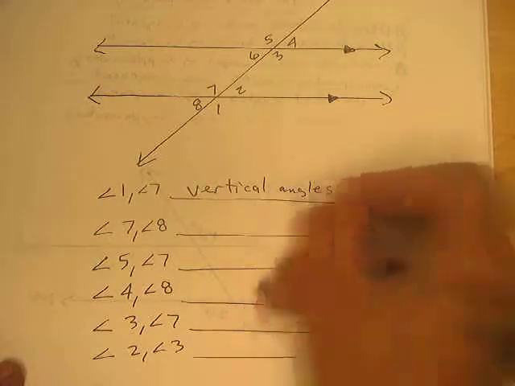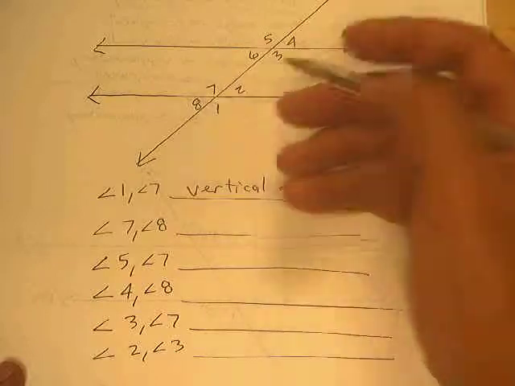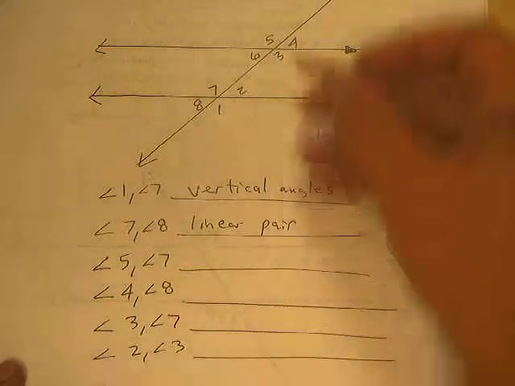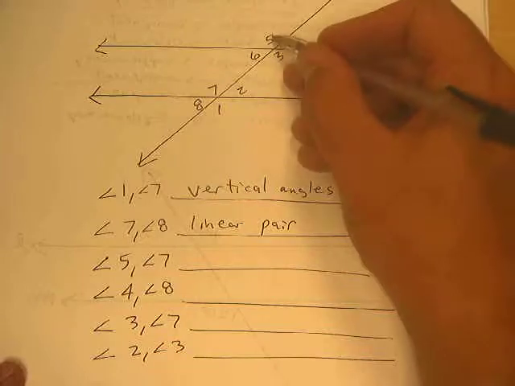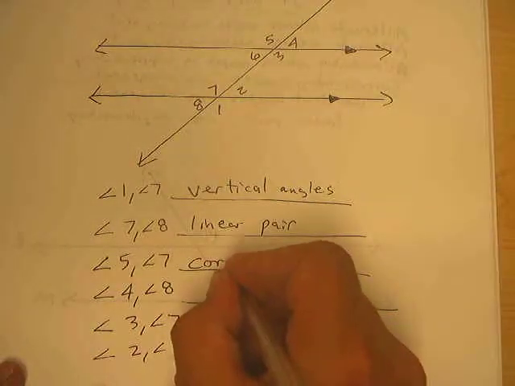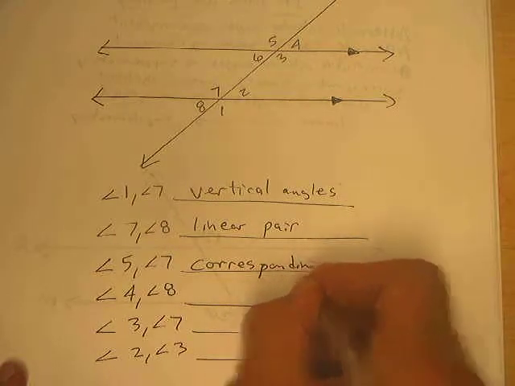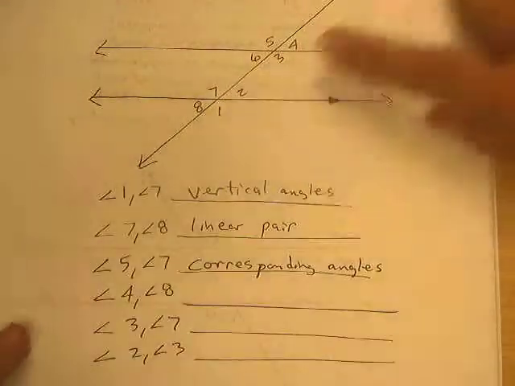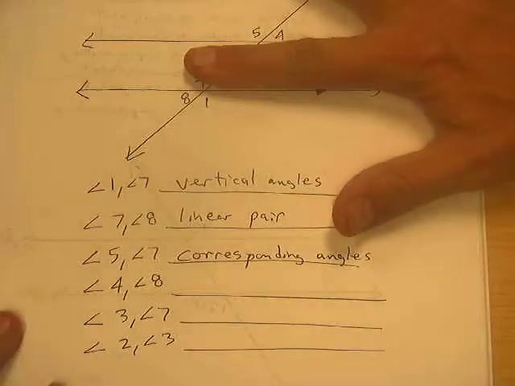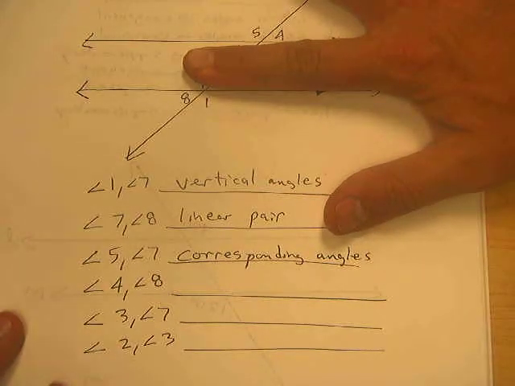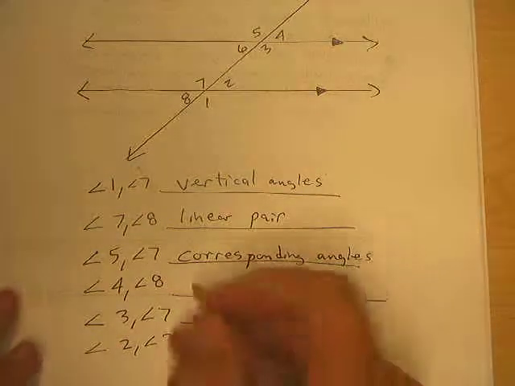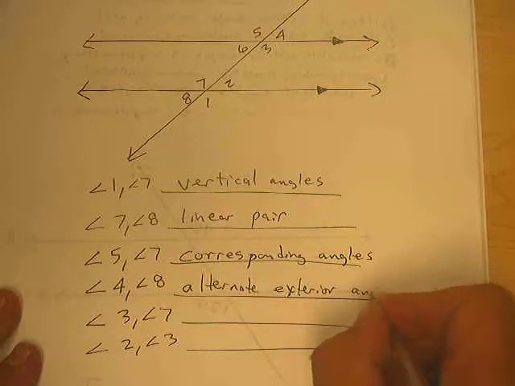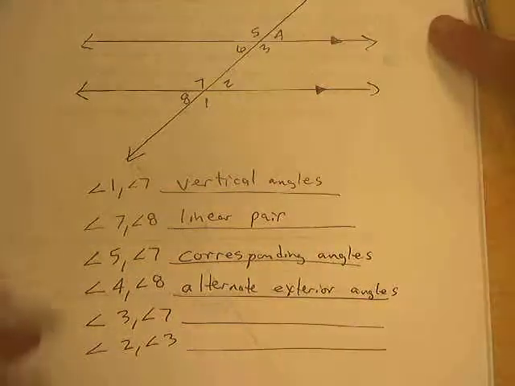Now we'll check them. 1 and 7 are across from each other, so they are vertical angles. 7 and 8 are next to each other in line, so they are a linear pair. 5 and 7, they're in the same position, top left, so they are corresponding angles. 4 and 8, they're both on the outside of those two parallel lines, and they're alternate, so they're alternate exterior angles.